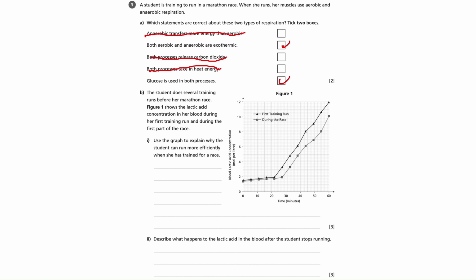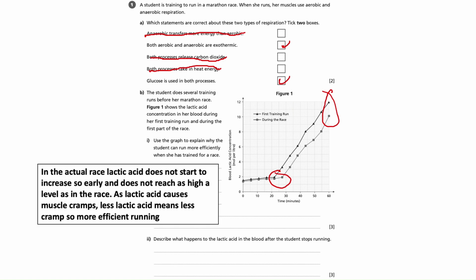Well, the key difference between the first training run and during the race is about the lactic acid concentration and how it takes longer to form, as we can see here, and also the fact that it doesn't reach as high a level. So therefore we can put those 2 points in our answer. So in the actual race, lactic acid does not start to increase so early and does not reach as high a level as in the training run. Therefore, that gives us 1 mark there.